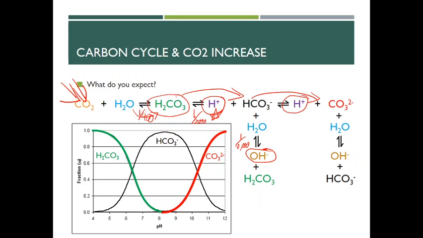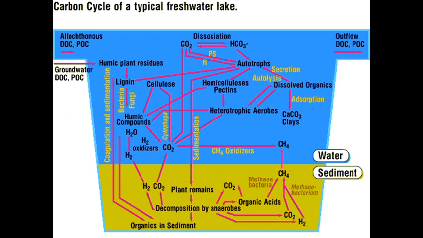This is what's happening on a global scale, and this is why we have acidifying oceans, because as we increase CO2, we're getting more of this hydrogen right there. And this one, same process, right? So what about the carbon cycle? There's a lot more to it, right?